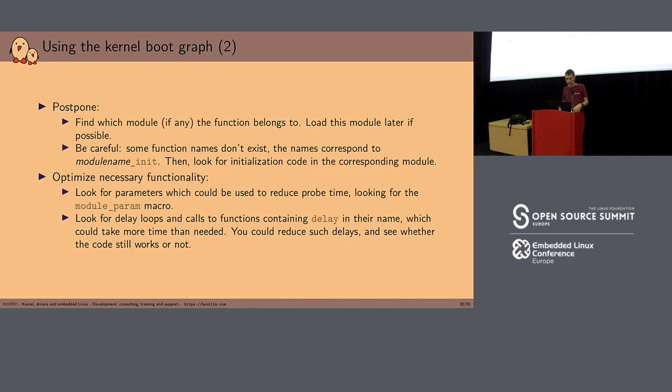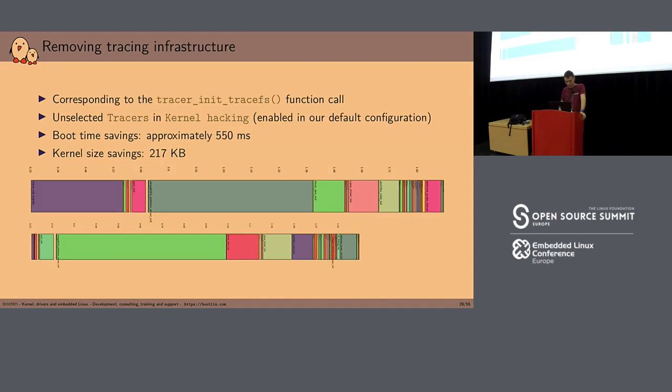Then you can use some techniques to try to optimize the existing drivers, like looking for parameters that will impact the behavior of modules and account for the increased delay. As an example, using this, I realized that there's a tracer, init_tracefs. All the tracing infrastructure was taking about 550 milliseconds to initialize. That was enabled by default, so I removed it and saved a lot of space and time.